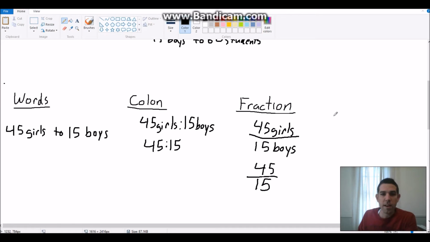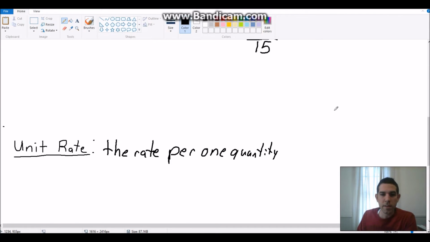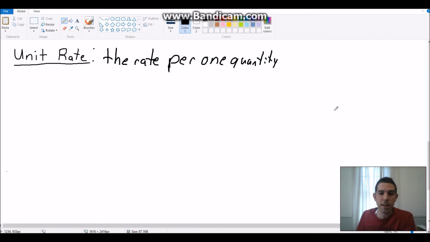Alright, now that we know how to write ratios, how do we use the ratio? Well, the most common way to use a ratio is to find its unit rate. The unit rate is the rate per one quantity. Can we find out how much of something we have per one of something else? Well, let's look at those 45 girls compared to the 15 boys.